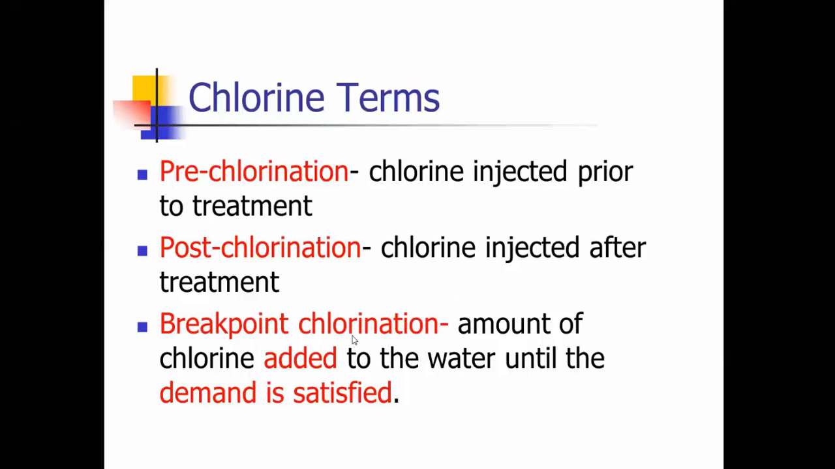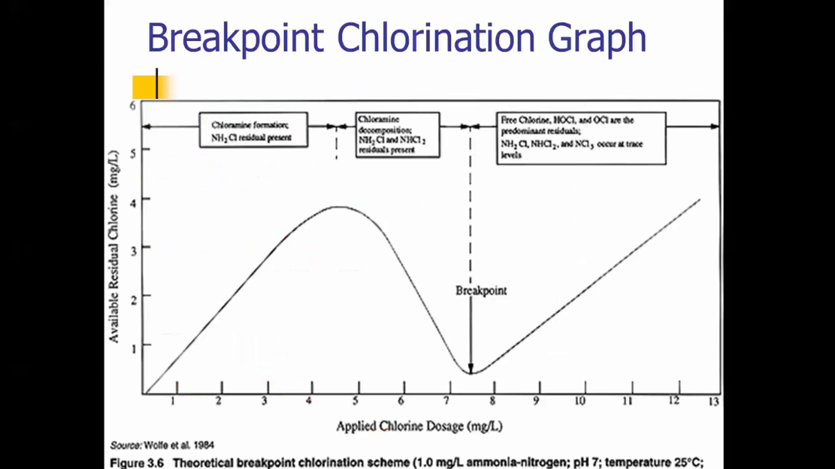Break point is the point of chlorine that's added to the water until the demand is satisfied. So once the demand has been satisfied, that's called break point, and after that it's free chlorine. Here's a picture of the graph. As the chlorine is introduced into the water, it comes up here on the graph, and then it starts to drop off as it starts killing the bacteria off. This is where the demand is on this side of it, and then you hit break point. This side of break point is free residual. That's what is in your system after disinfection has taken place.